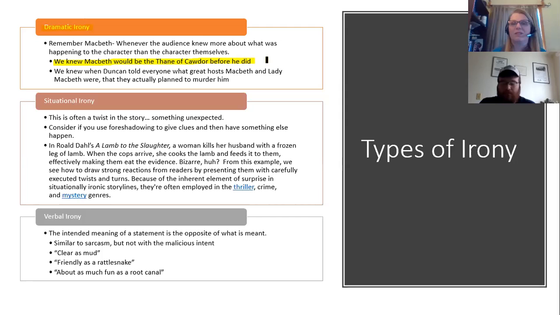And then, of course, when he gives the diamond to Lady Macbeth, because she's such a wonderful hostess, and we know that she literally is planning on killing him. All of those things would be dramatic irony. It's any other time that you know something and the characters don't.